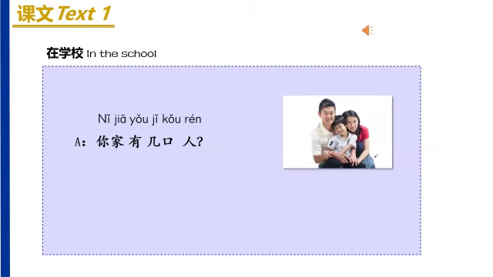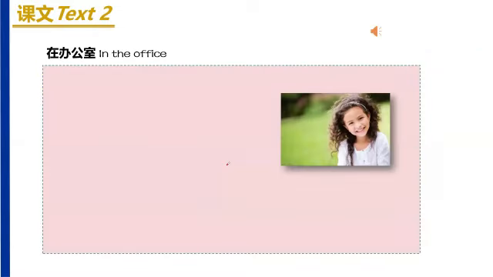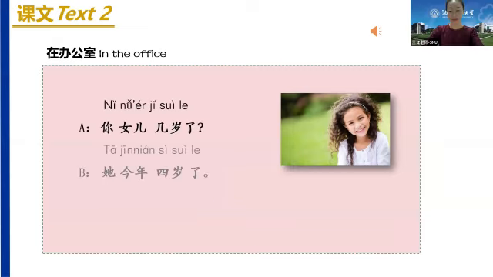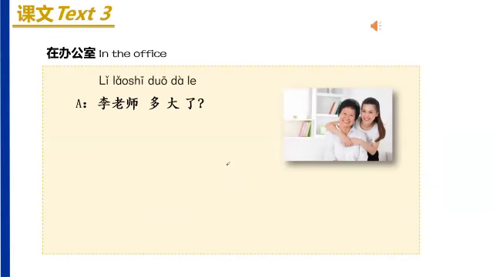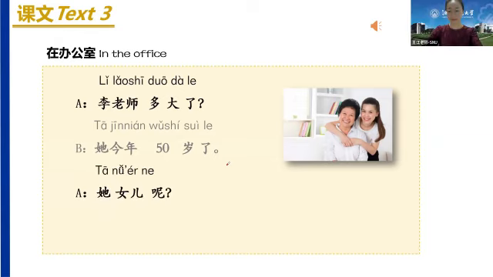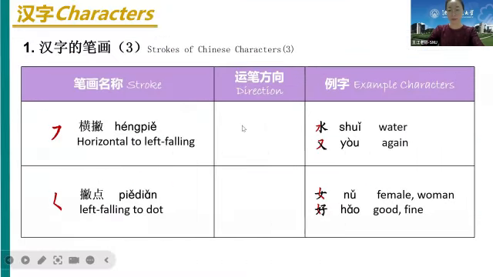你家有几口人？我家有3口人。很好。你女儿几岁了？她10岁了。很好，very good. Go on. 李老师多大了？50岁了。他女儿呢？她女儿今年20岁。非常好，very good.